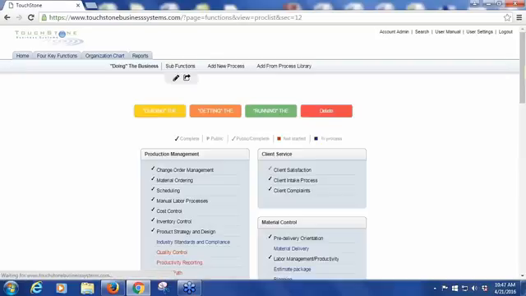What I chose to do today is focus around client service or customer service. There are key processes within client or customer service, and those two words are interchangeable. It just depends on your industry, whether you call it a client or you call it a customer.